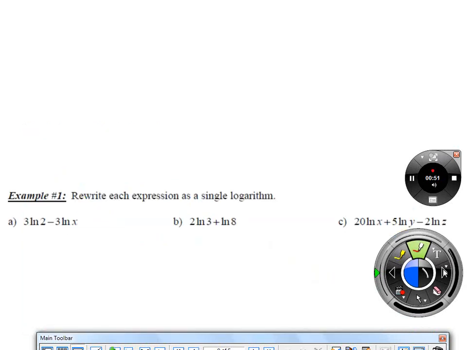So we can do all the same things we could do before. We can solve. We've already seen how to graph. We can use the properties as before because it's a logarithm just like everything else. Just get used to the notation.